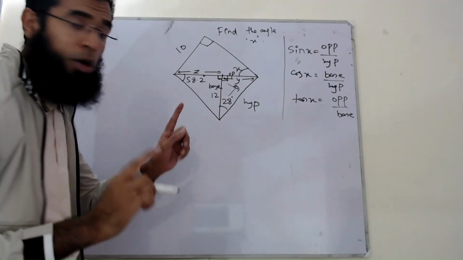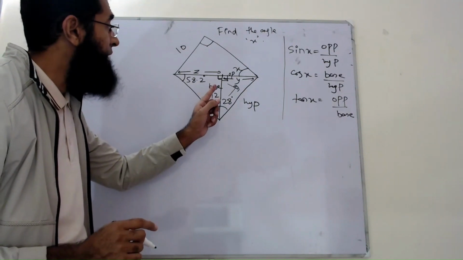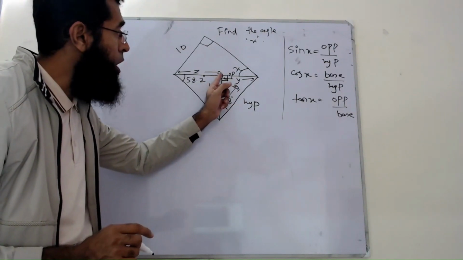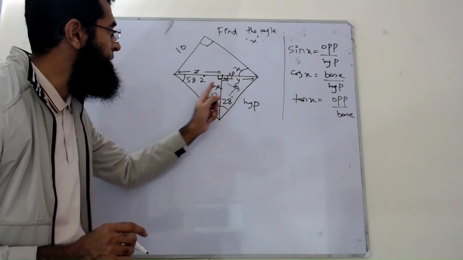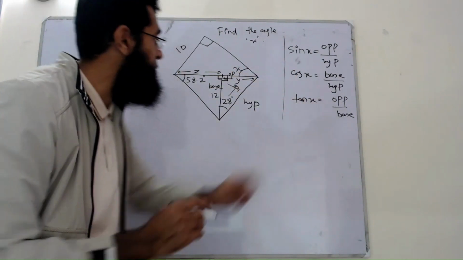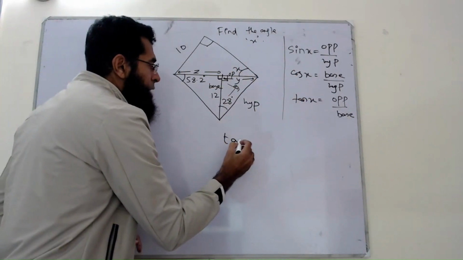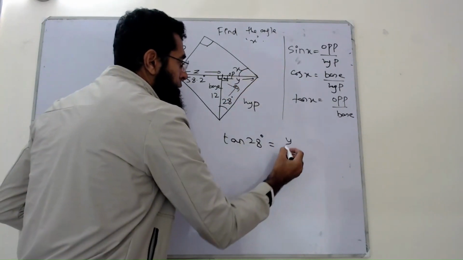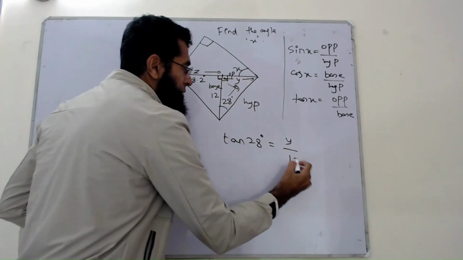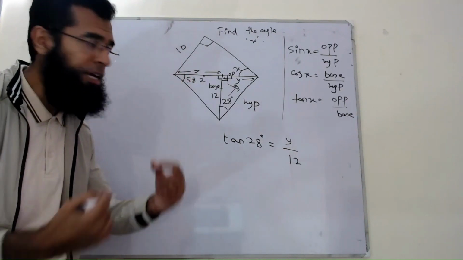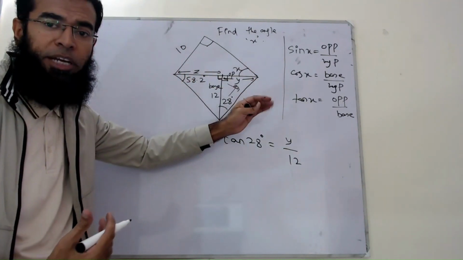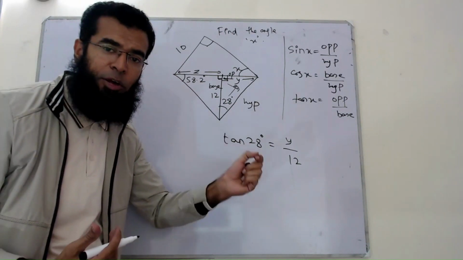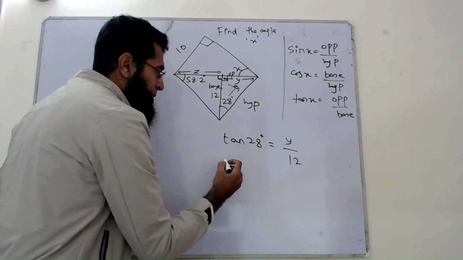Which two lengths are connected? The opposite, which we have to find, and the base. So opposite and base, once again tan x. So tan of the angle is opposite, which is y, over base, which is 12. Simple, these are one-line answers. It's just application of trigonometric ratios, picking up the correct trigonometric ratio. Right? So beta, cross multiply.